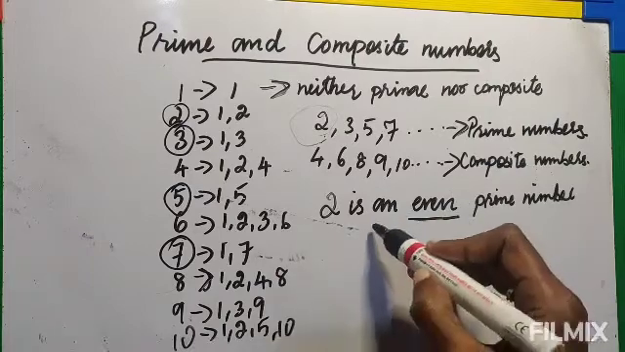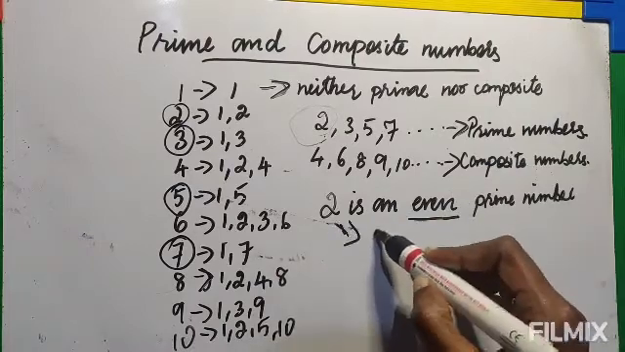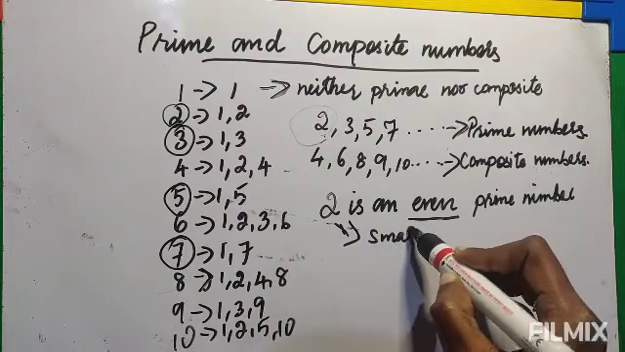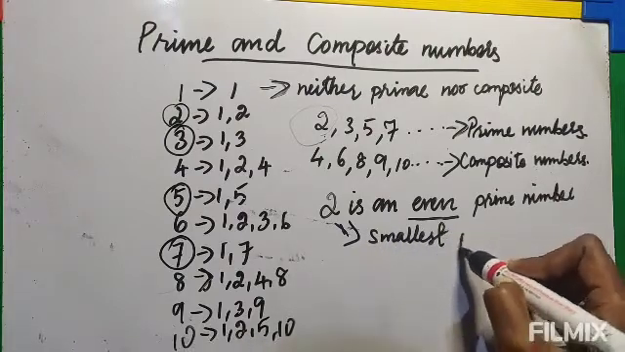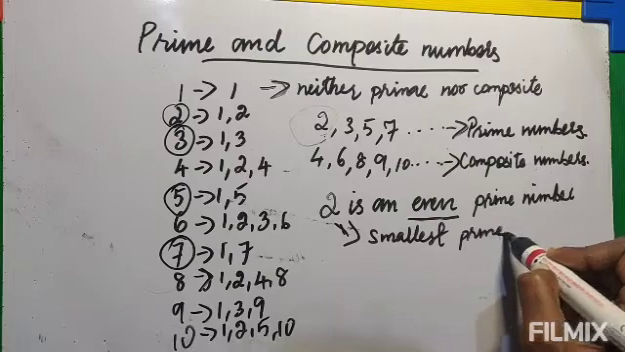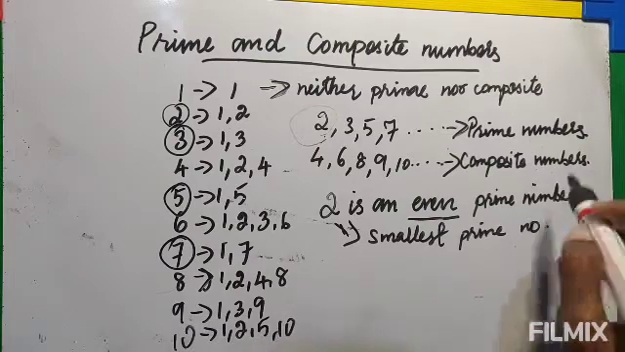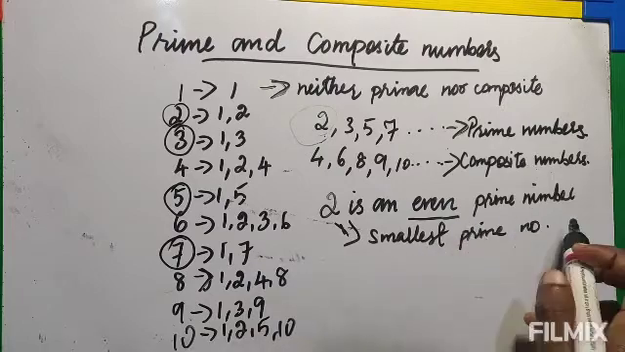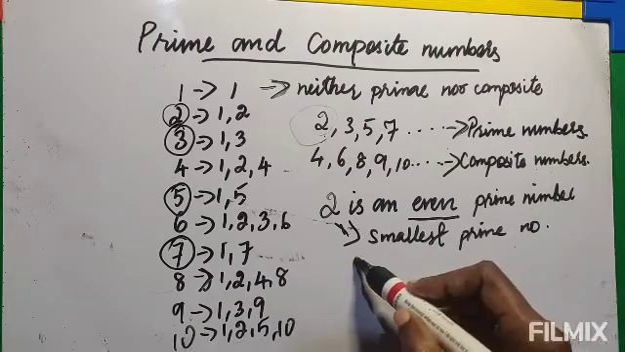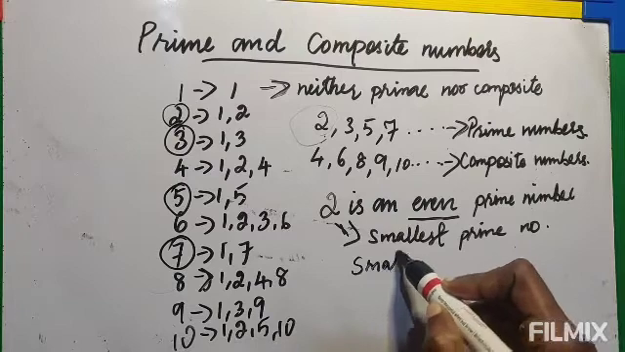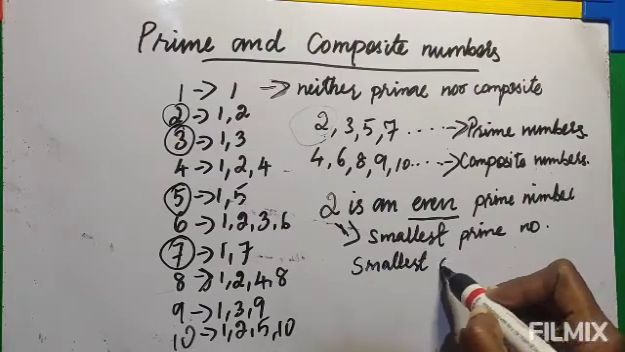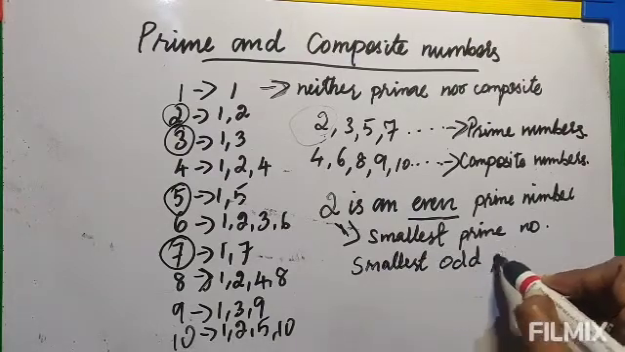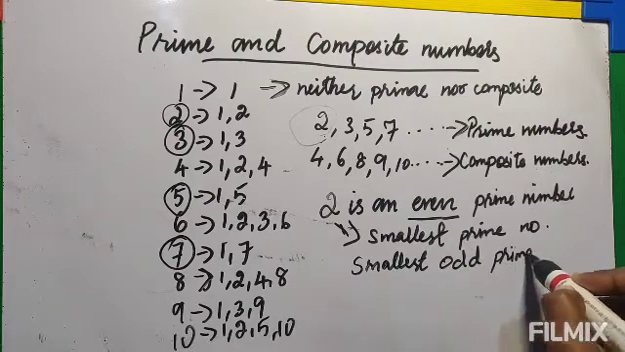And another way this question can be asked: smallest prime number. So 2 is the smallest prime number, and this can also be asked as smallest even prime number. Again, another way the question can be asked: smallest odd prime number. So which will be the smallest odd prime number?